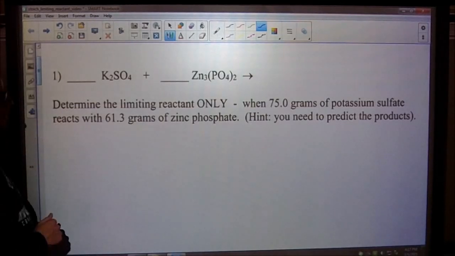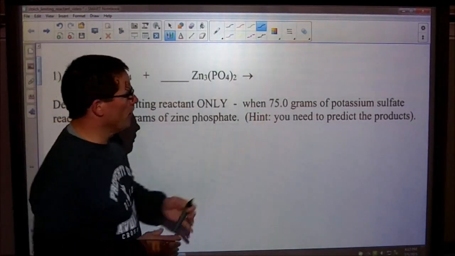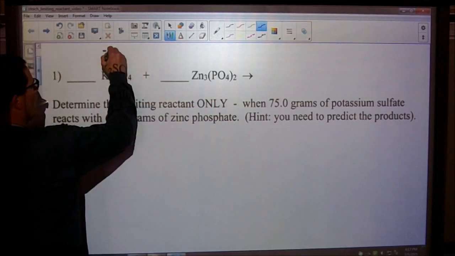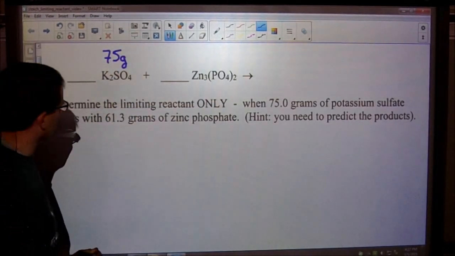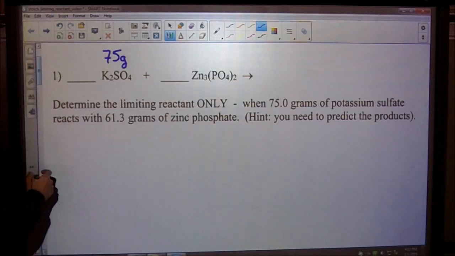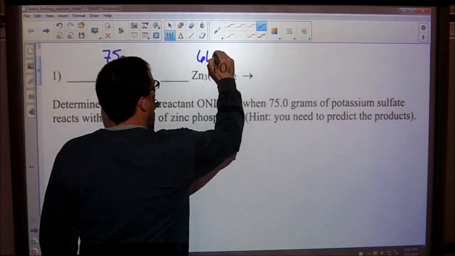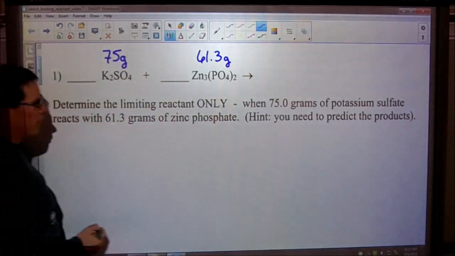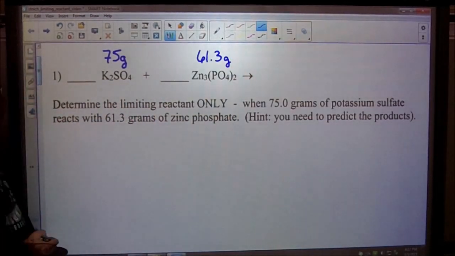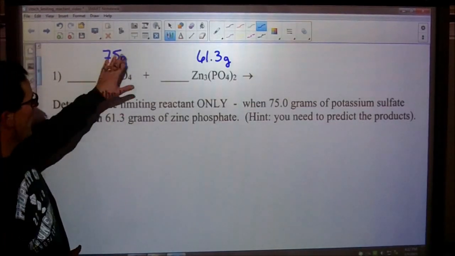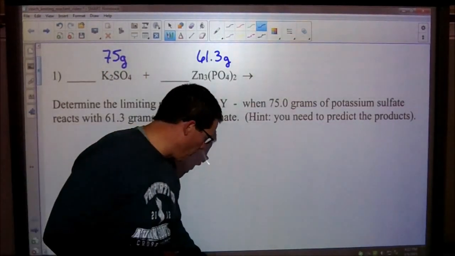It says, determine the limiting reactant only when 75 grams of potassium sulfate reacts with 61.3 grams of zinc phosphate. And I put a hint on there that you need to predict the products. So let's go ahead and do step 1 after I wrote those values up there.